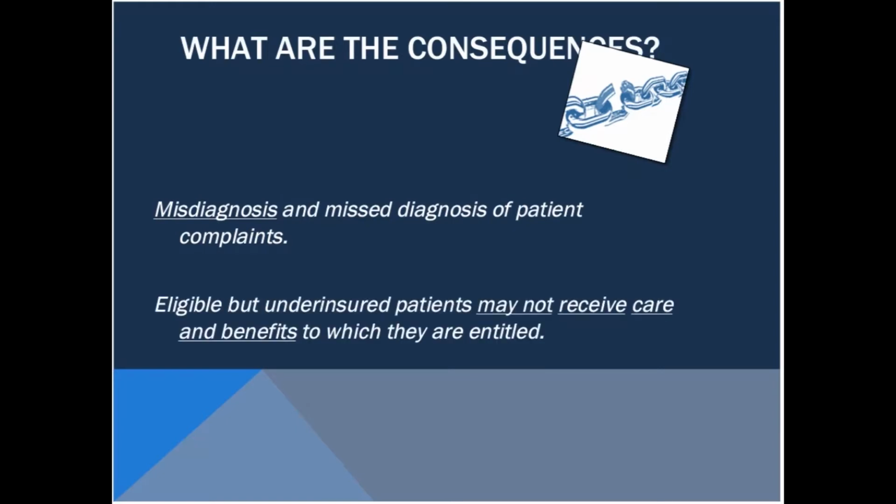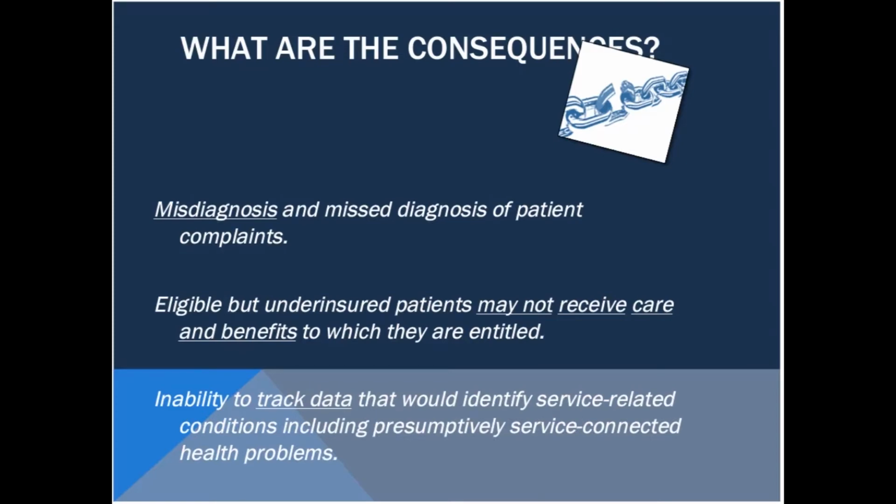Second consequence is that eligible but underinsured patients may not receive care and benefits to which they're entitled because they don't know that they're entitled to these benefits or that their conditions are service-related. And it creates an inability to track data that would identify service-related conditions, including presumptively service-connected health problems. So it took almost 25 years for many of the conditions now known to be associated with Agent Orange in Vietnam to be identified. And this would have been picked up much sooner if patients who had served in the military had in their medical health history the fact that they had served.